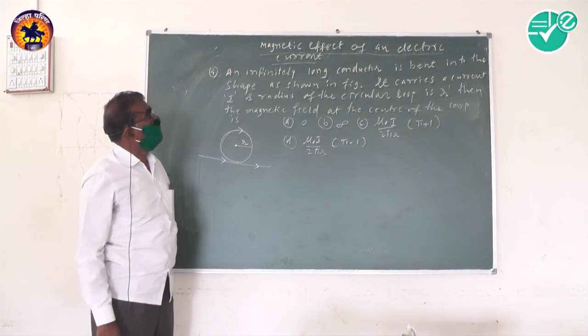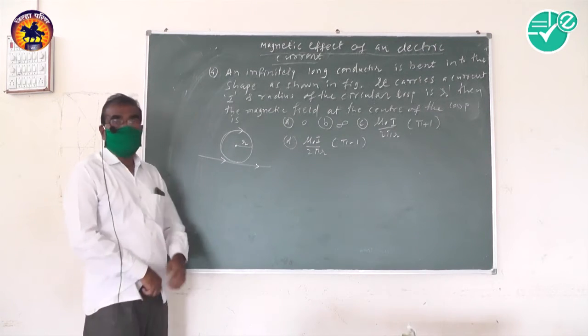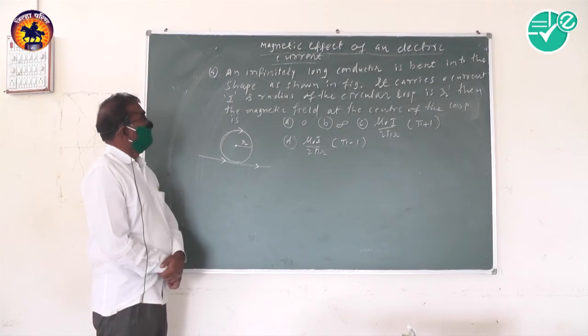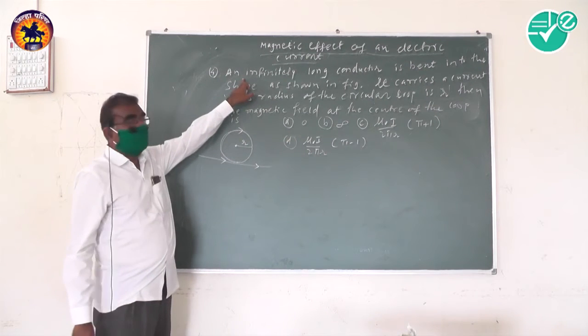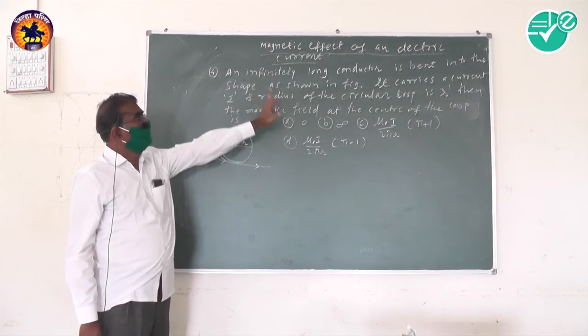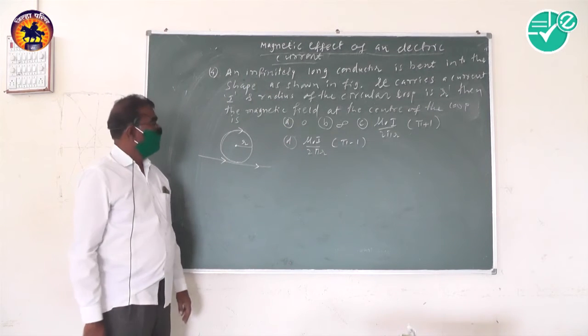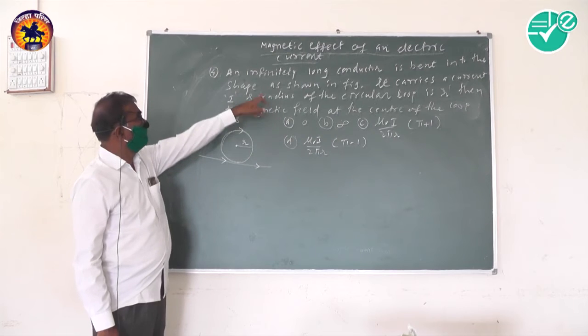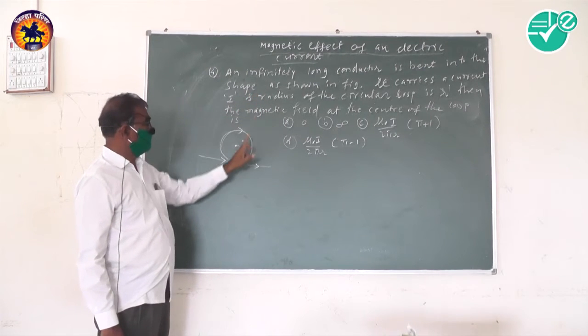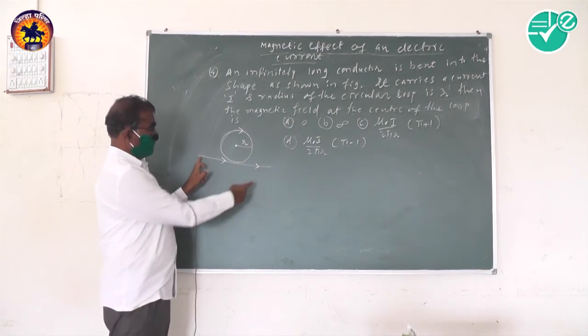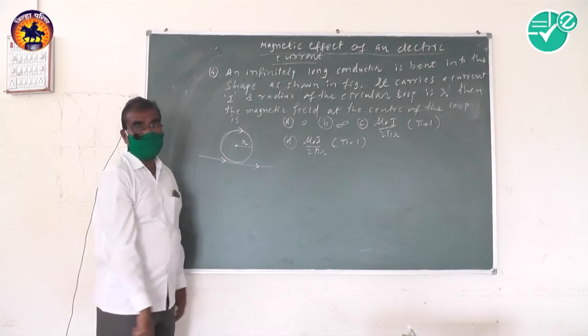MCQs on the topic magnetic effect of an electric current. One of the problems is that an infinitely long conductor is bent into the shape as shown in this figure. That is a straight conductor. It is bent into the ring.